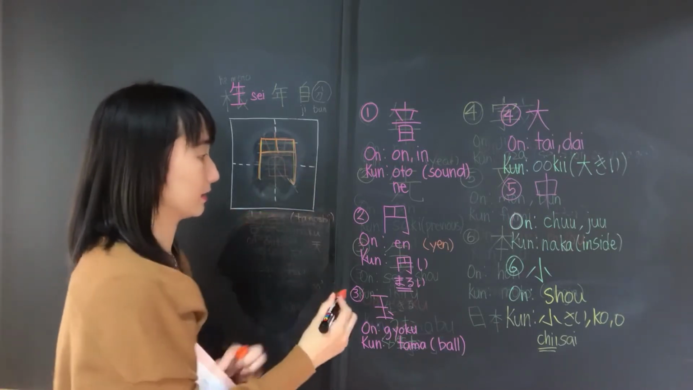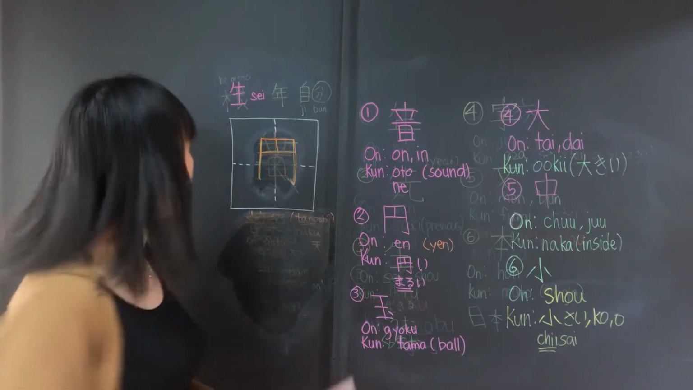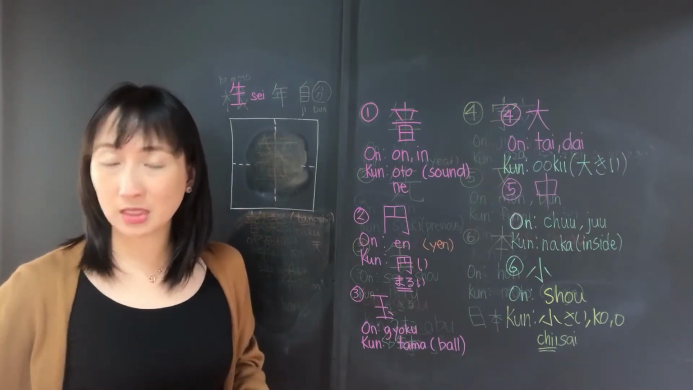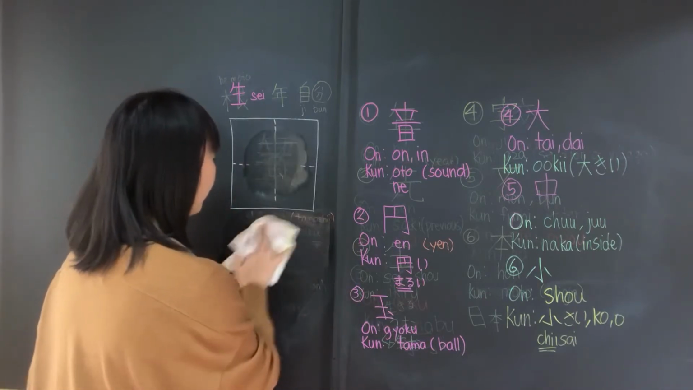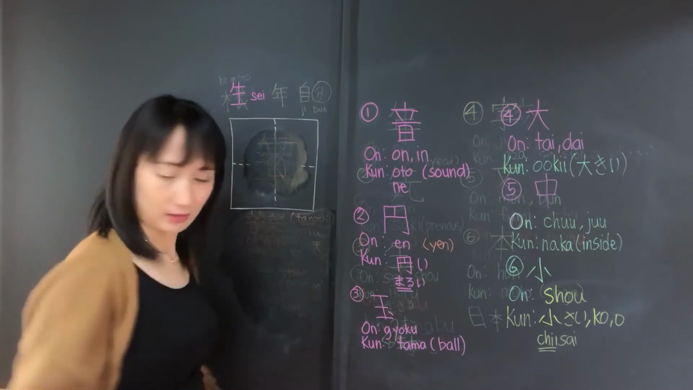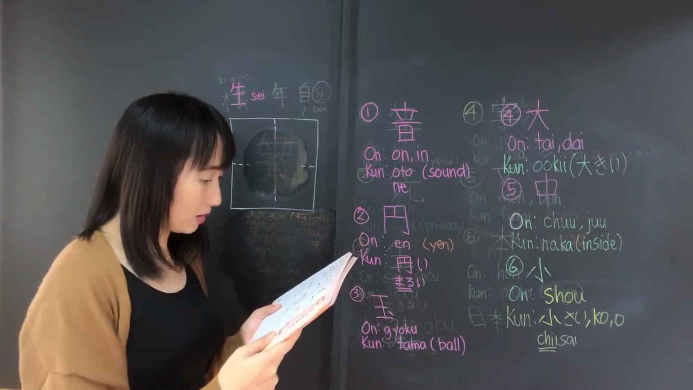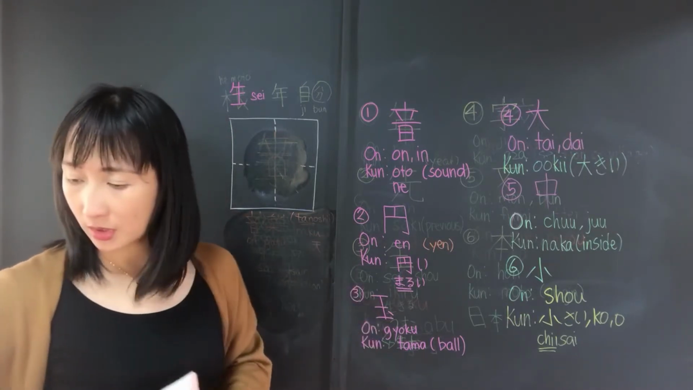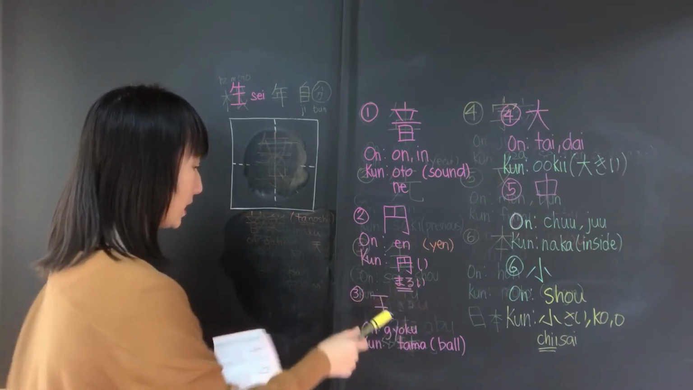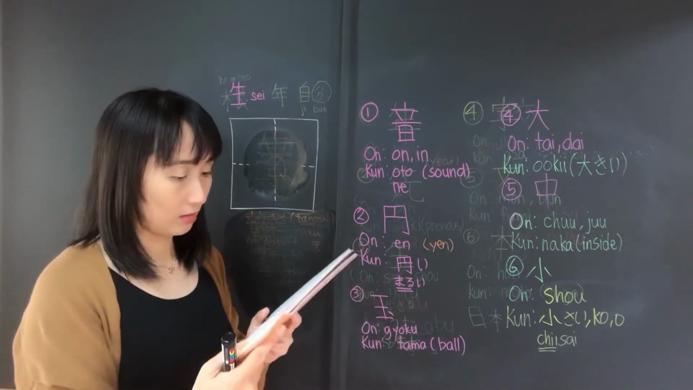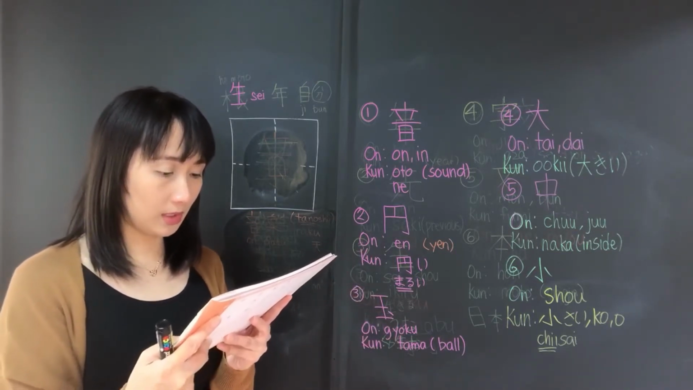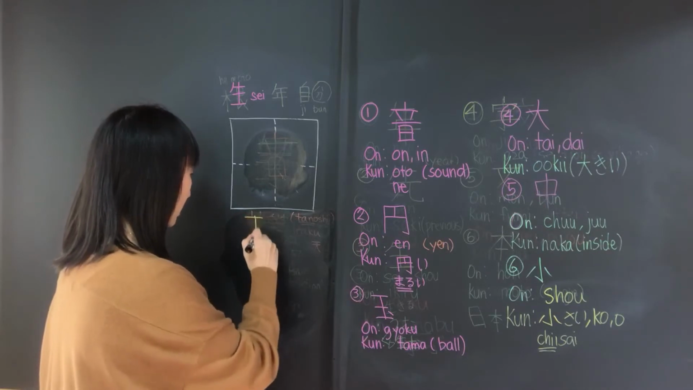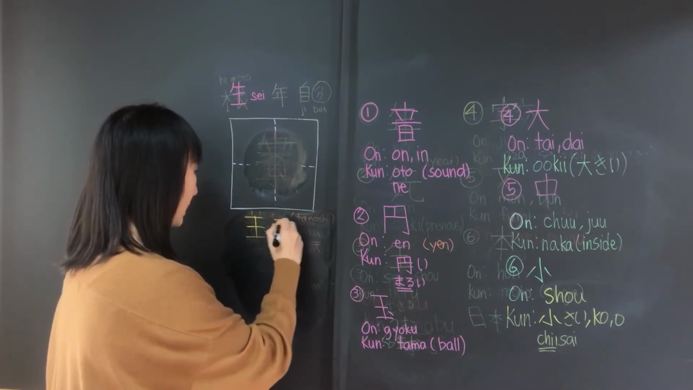So this is en. The next one is gyoku, or tama. The kunyomi is tama. Tama means ball. The example that I have for tama is gyokuseki. The gyoku is this kanji and the seki is the kanji for stone. So gyokuseki means gems and stones. Gyoku, this kanji: 1, 2, 3, 4, 5. Gyoku and then seki.